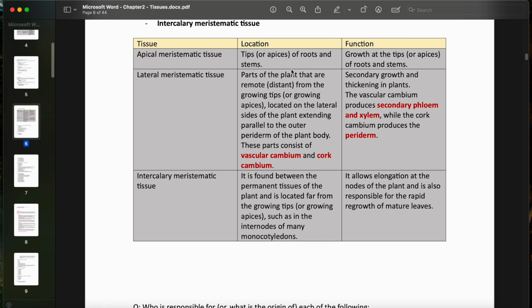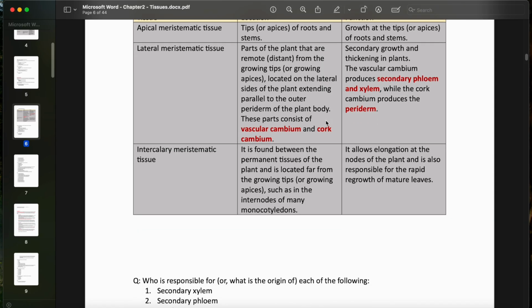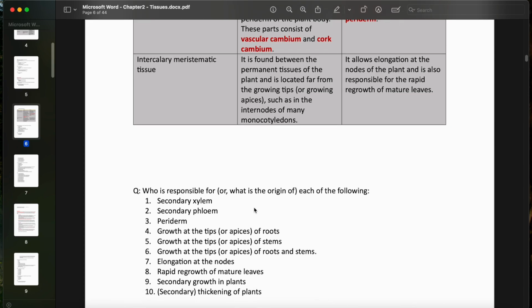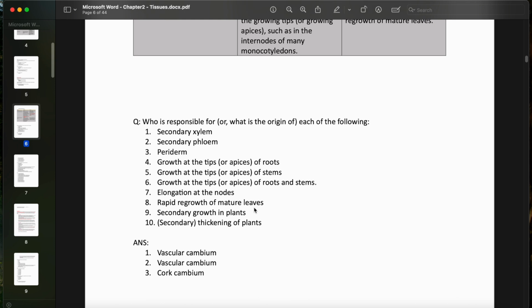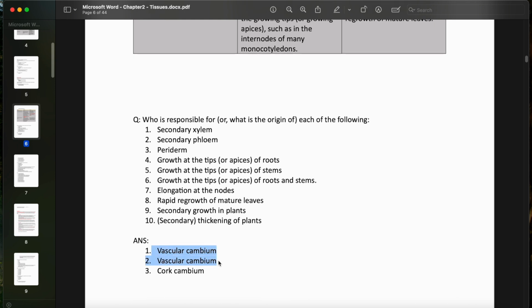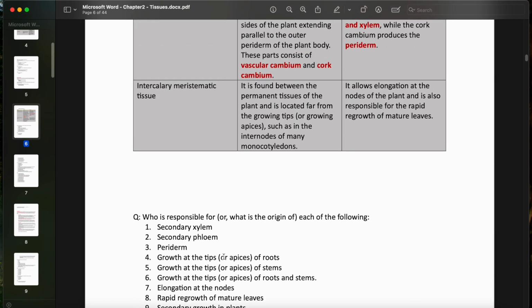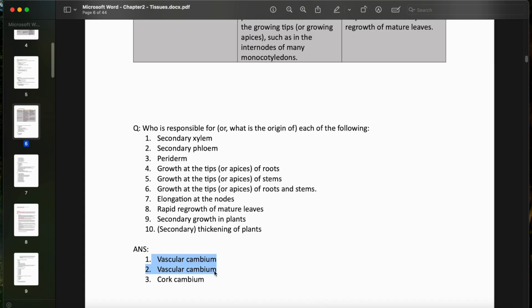and the lateral meristematic tissue function is going to be secondary growth and thickening in plants. For example, the vascular cambium is going to produce the secondary phloem and the xylem, while the cork cambium is going to produce the periderm. Here, we're also going to have extremely important questions telling you who is responsible for each of the following. Who is responsible for the secondary xylem or the secondary phloem? The answer here is going to be the vascular cambium. And who is responsible for the periderm, or what is the origin of the periderm, is the cork cambium.